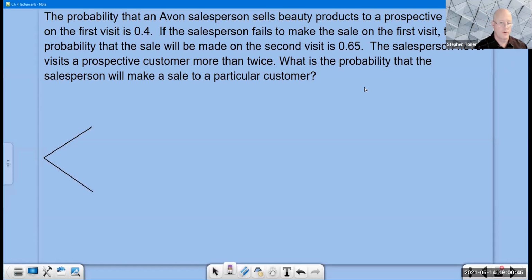Now we have a word problem that introduces a whole different concept to you. It says the probability that an Avon salesperson sells beauty products to a prospective customer on the first visit is 0.4. If the salesperson fails to make the sale on the first visit, the probability that the sale will be made on the second visit is 0.65, 65%. The salesperson never visits a prospective customer more than twice. What is the probability the salesperson will make a sale to a particular customer?